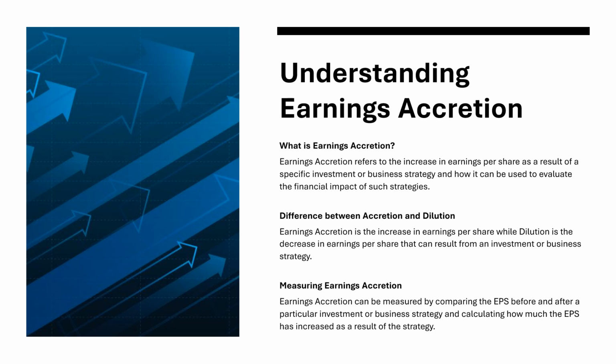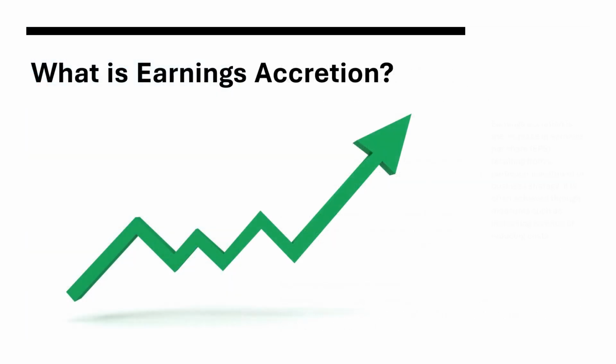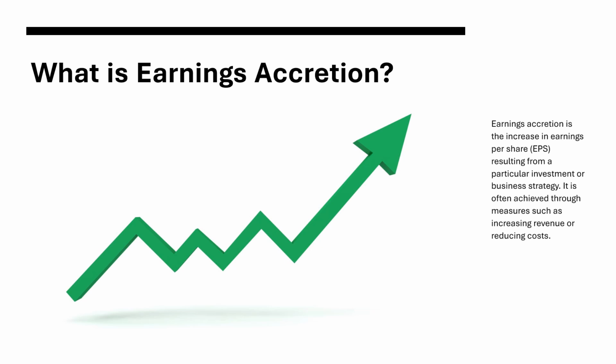Measuring earnings accretion. Earnings accretion can be measured by comparing the EPS before and after a particular investment or business strategy and calculating how much the EPS has increased as a result of the strategy. What is earnings accretion? Earnings accretion is the increase in earnings per share resulting from a particular investment or business strategy. It is often achieved through measures such as increasing revenue or reducing costs.